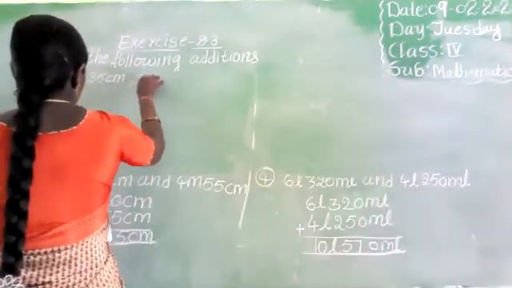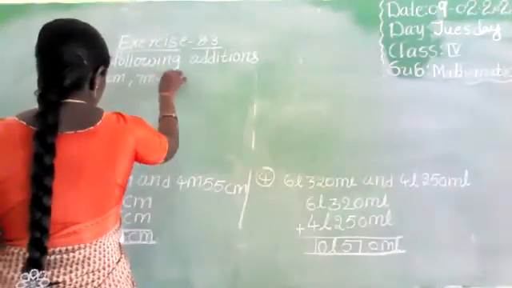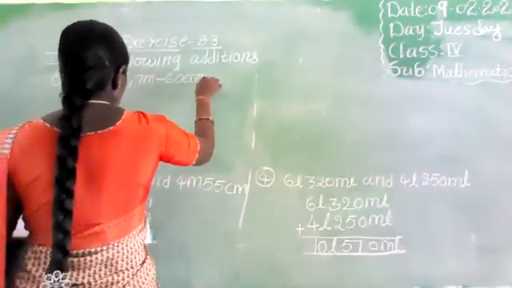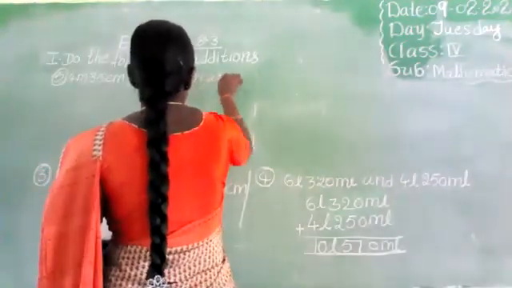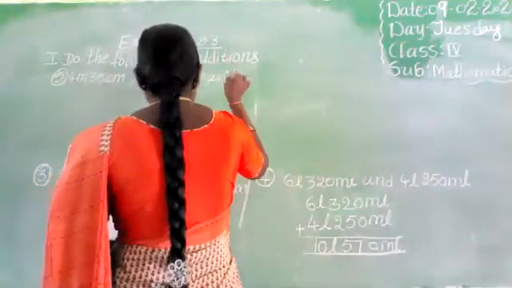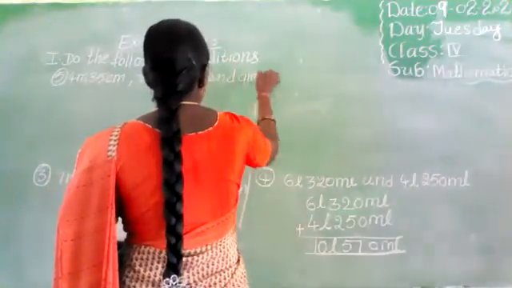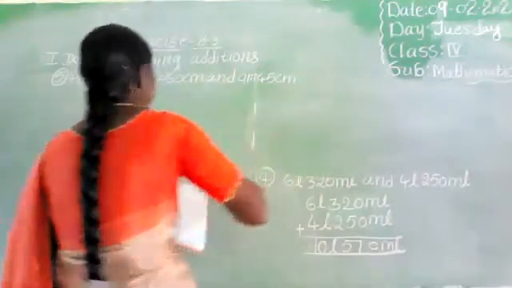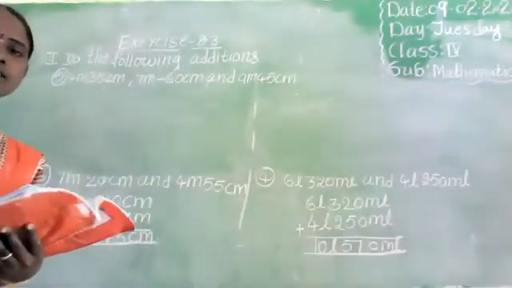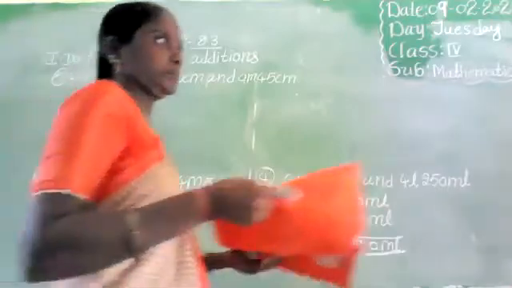Next, 7 meters, 60 centimeters. Next one, and 9 meters, 45 centimeters. We are given 3 numbers, 3 rows. Okay.